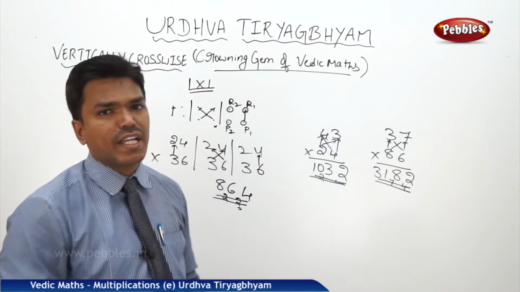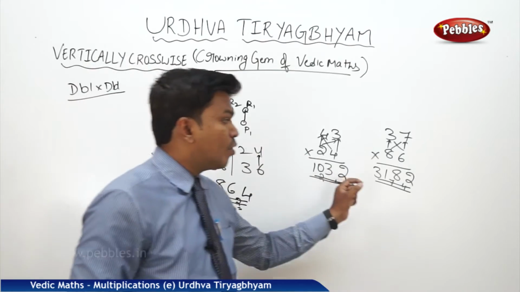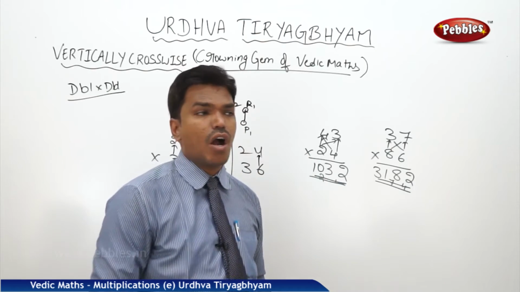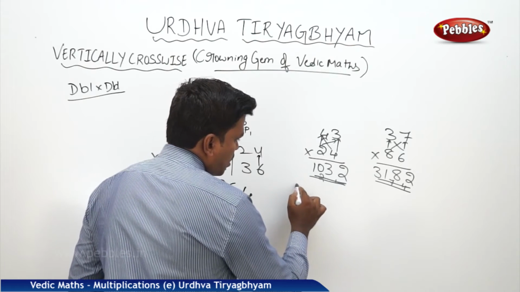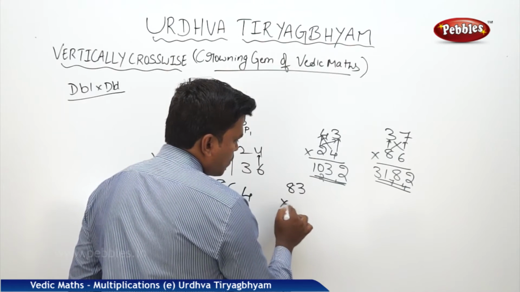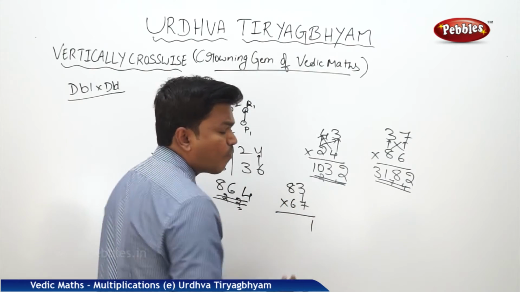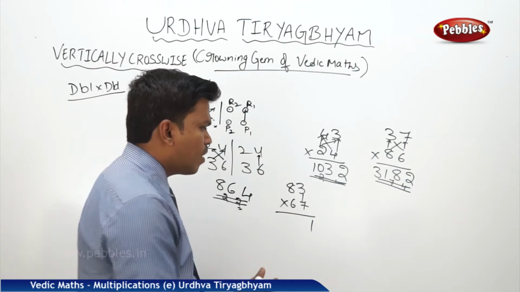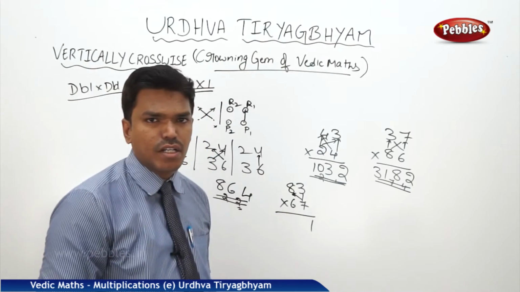So like this we can calculate double digit into double digit. You don't even need to write the carries, you can remember the carries in the mind. How? Now let us take one example. Suppose let us take 83 into 67. I want to multiply. 3 × 7 is 21. Drop 1, carry 2 in the mind. Now what is the next step? You will immediately multiply, right?